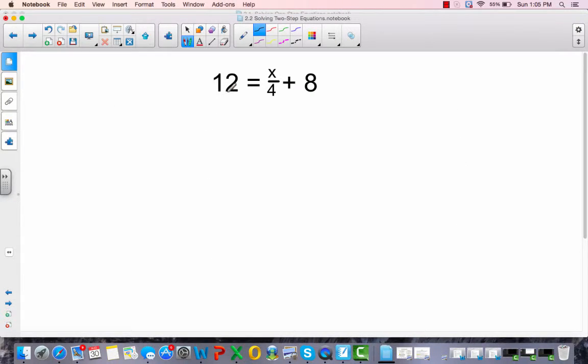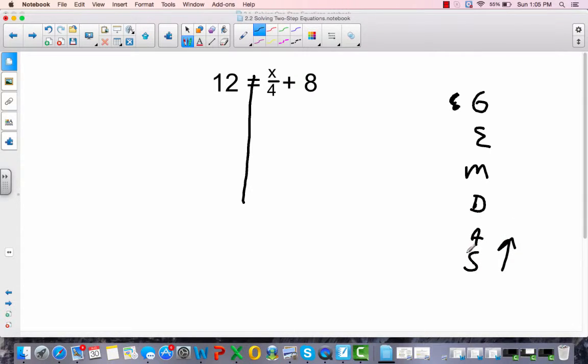All right, this one. Let's draw that line down the middle. Get used to doing that. Remember the order of operations? Very good, Rick. The order of operations is GEMDAS. We're working backwards. So we take care of addition and subtraction first. So we go minus 8 on both sides to get rid of the plus 8.